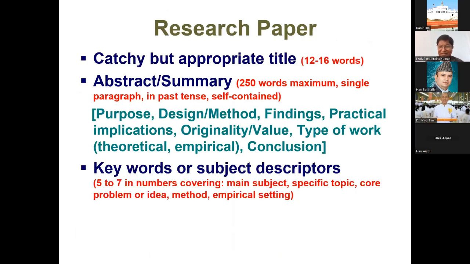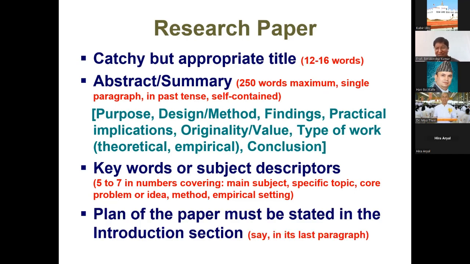So see, first is the research topic or the research paper title. The title should be very catchy, that should attract the scholars also, and it should not go more than 12 to 16 words generally for research papers. And then you have to write the abstract within 250 words maximum, single paragraph, in past tense, self-contained. So whatever you are writing in the abstract, it must be in the past tense form.